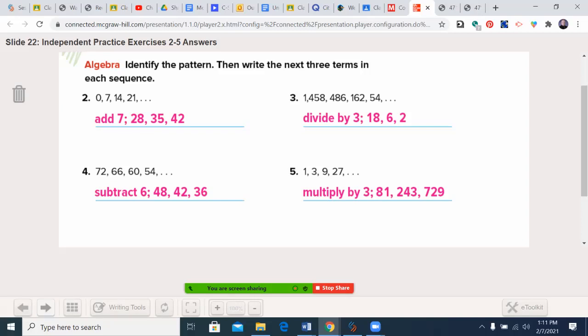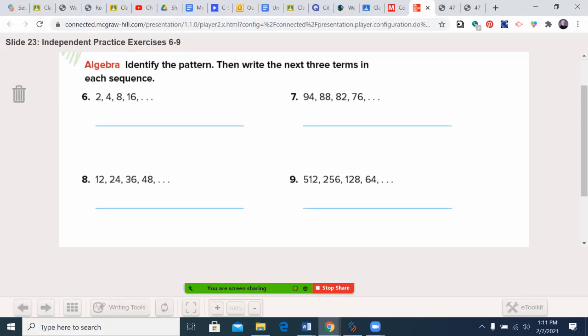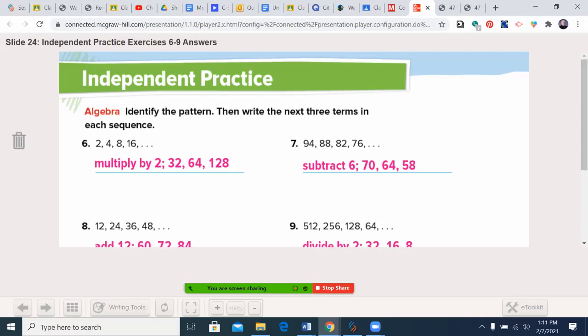And we're going to do 2 more problems and call it good. Let's do number 6 and let's do number 9. So 6 and 9, you can go ahead and pause the video now. Welcome back. Let's see how you did. On number 6, we were multiplying by 2. 16 times 2 is 32, times 2 is 64, times 2 is 128.